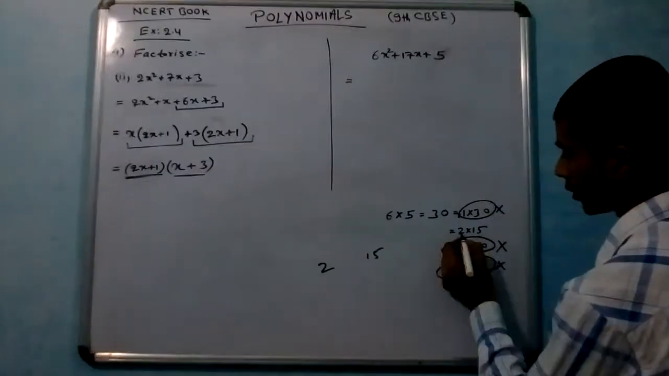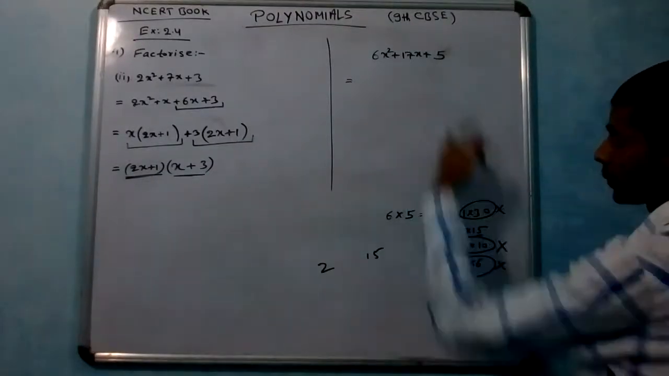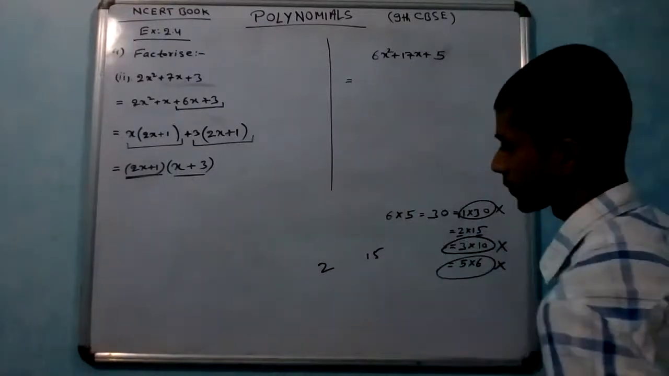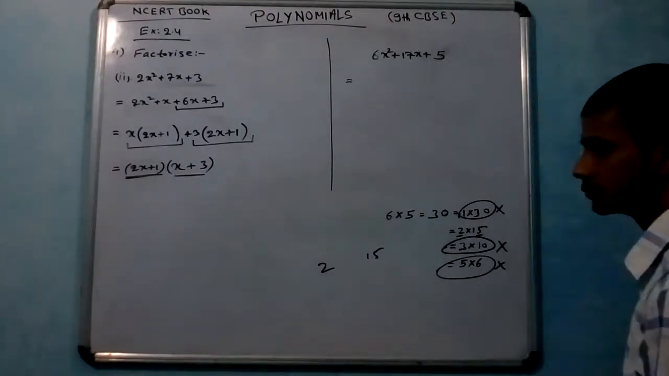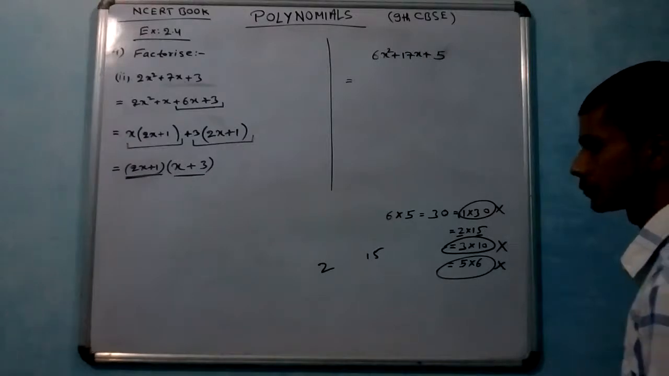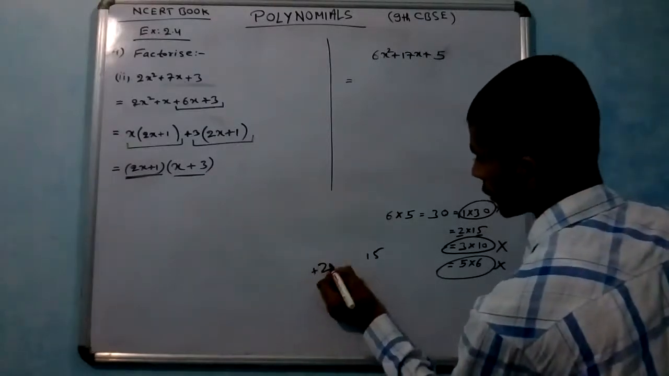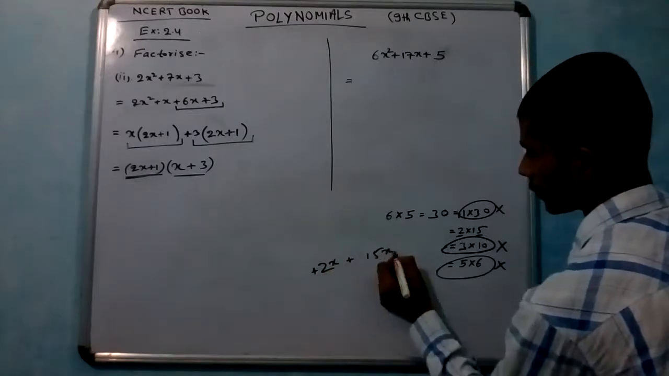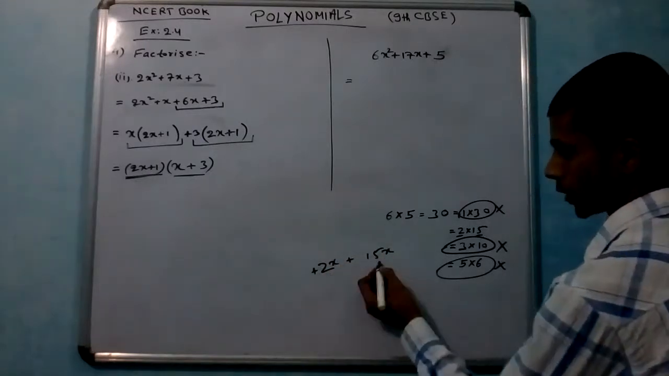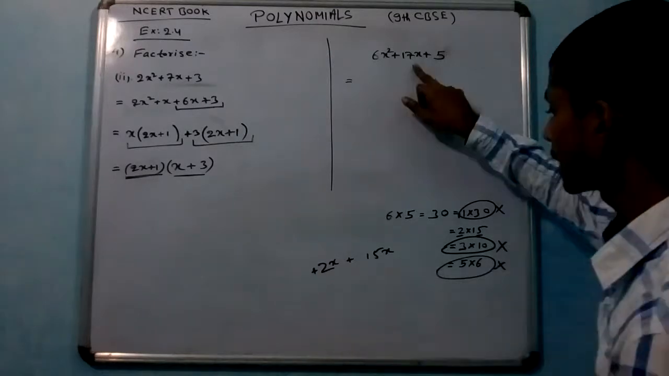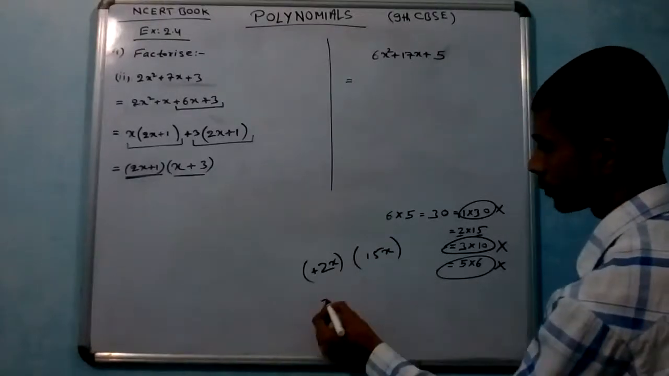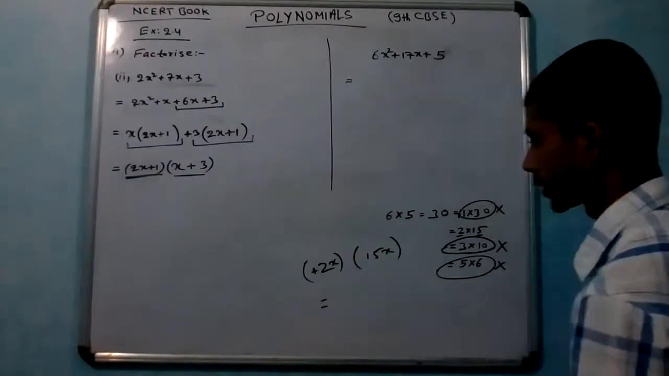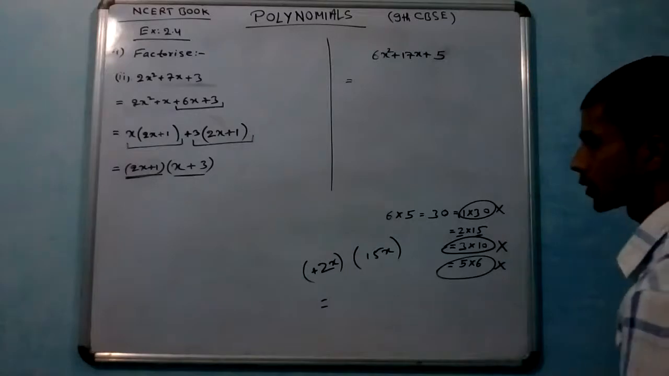So 2 and 15 are the two numbers which can give us plus 17. So how can we obtain plus 17? We can write plus 2x plus 15x. Now the addition of plus 2x and plus 15x is giving us 17x, and if we multiply them, we must get the product of the first and the last term. How much?